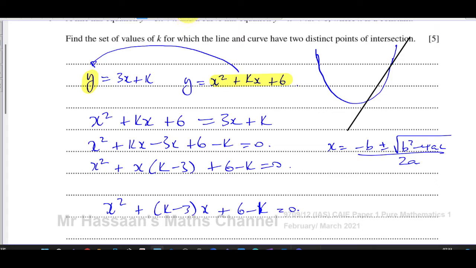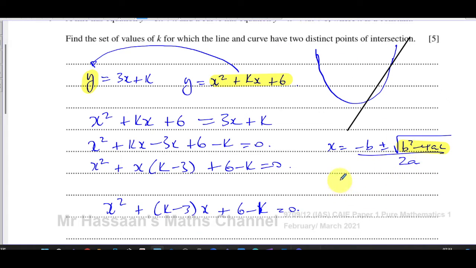Now, this part, which is underneath the square root sign, is a very, very important part of the quadratic formula, because it helps us to discriminate between how many solutions there's going to be. That's why it's called the discriminant, because it discriminates between how many solutions this equation is going to have.